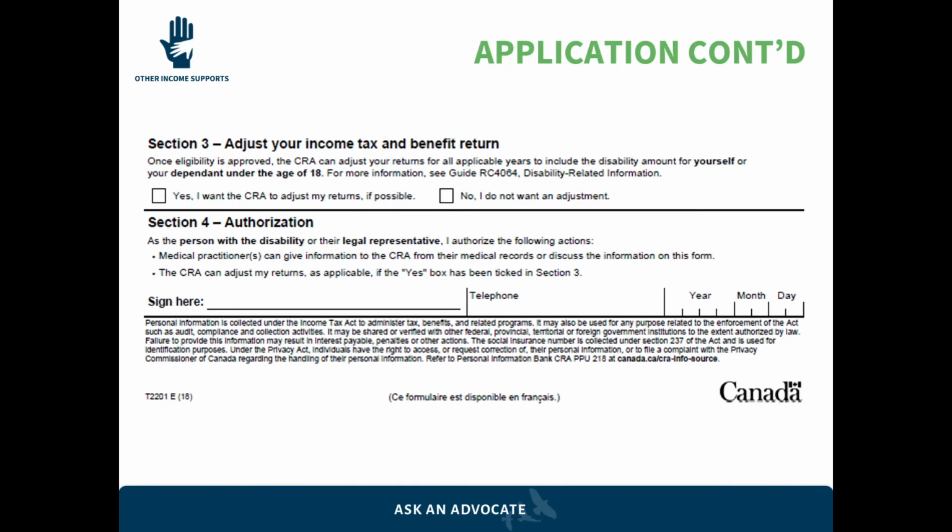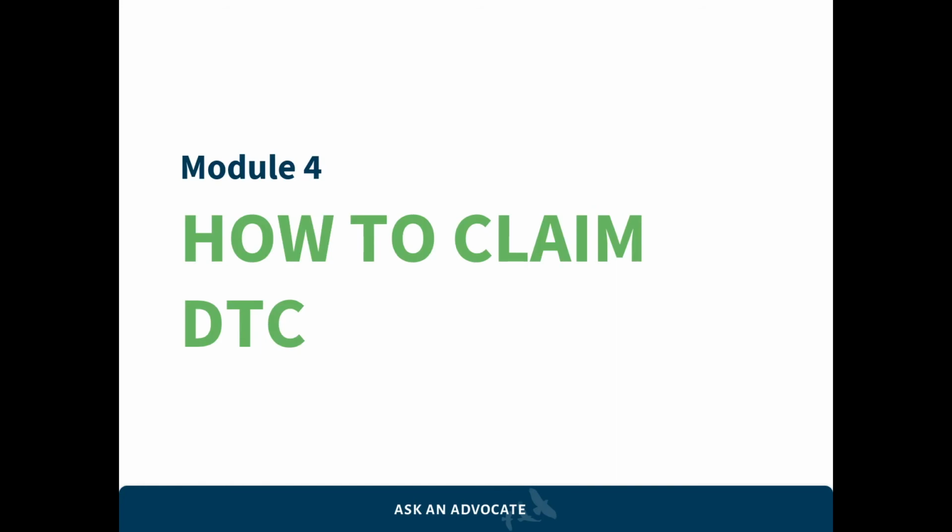And as displayed, you may choose to give permission in Section 3 to the CRA to adjust and backdate all applicable years, if possible. And lastly, in Section 4, your signature will authorize your medical practitioner or practitioners to give information to the CRA and discuss information on the application. And in our final section, we will cover how to claim the disability amounts on your income tax returns after being approved for the disability tax credit.